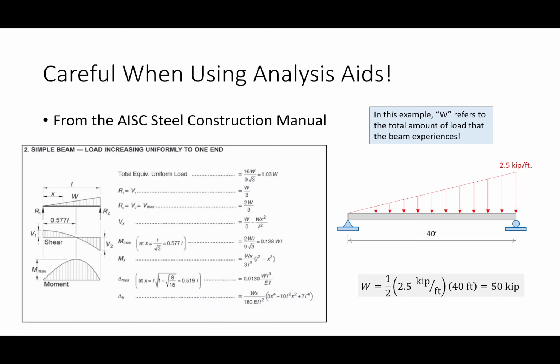Now, I do think you need to be careful when using them. So I don't want you to just surrender to what's already been derived. A good example, so this comes from the steel manual. This is the aid that's been presented for a simply supported beam with a triangular load. But you've got to be really careful because they use this term W in the formula, and W is not this number. W is the area of this triangle. So if you just use W, you're going to get the wrong value. So in this case, W is not 2.5 kips per foot, it's 1/2 base times height.